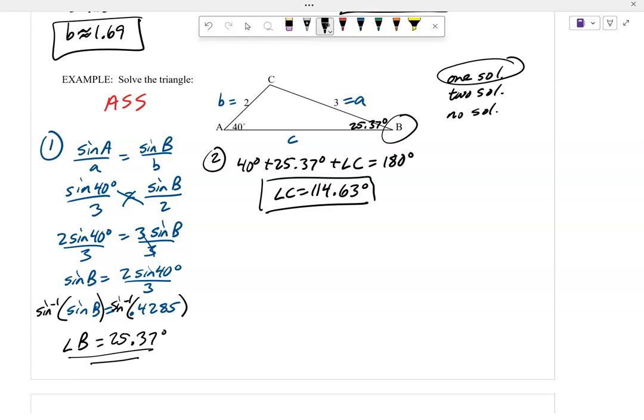All right, 114.63 degrees. And now we can just use law of sines to find side length C. So sine of capital C over side length C equals, and I could use, maybe we'll use the A, sine of 40 degrees. We were given that initially over lowercase a right there. Go ahead, cross multiply.